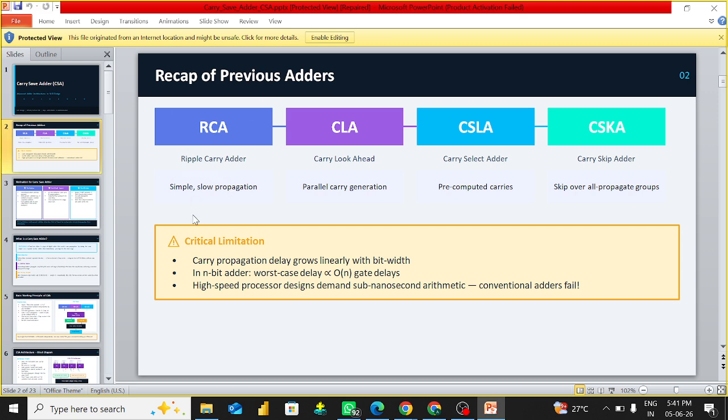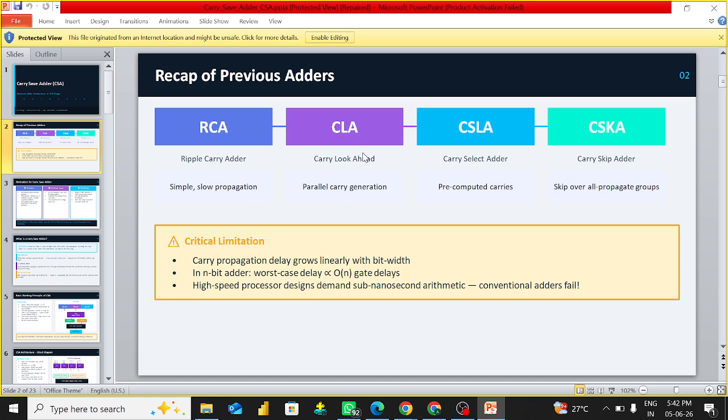Before knowing more about CSA, carry save adder, we will go through a recap of the previous adders. What was going on in RCA? Carry travels stage by stage, from one adder to another adder, to the third, third to fourth, like that. What was the limitation? Simple: slow propagation means the delay will be more.